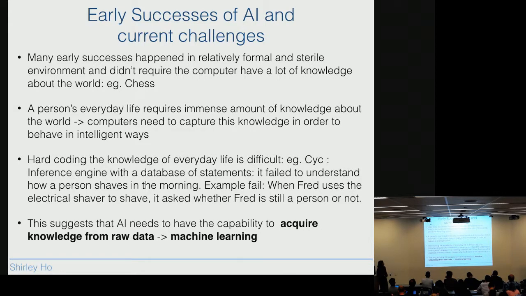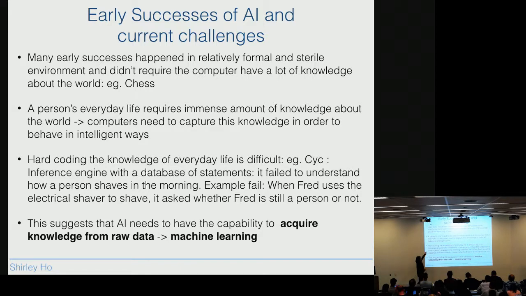Many early successes actually happened in relatively formal and very sterile environments, and this is actually a fun example. They require computers to have a lot of knowledge about the world. Like chess, they actually win pretty well. A person's everyday life, however, requires an immense amount of knowledge about the world, and computers need to capture this in order to behave in intelligent ways. So hard coding of knowledge in everyday life is difficult.